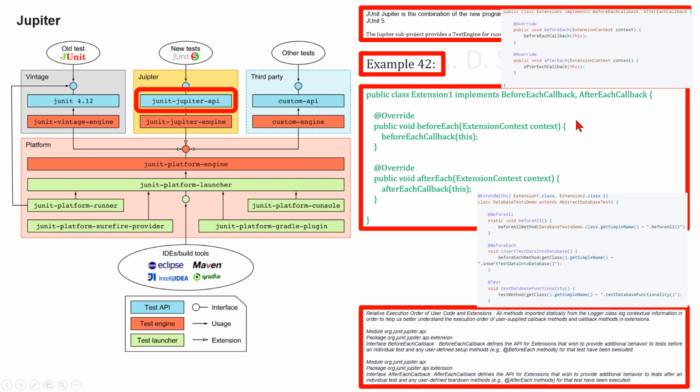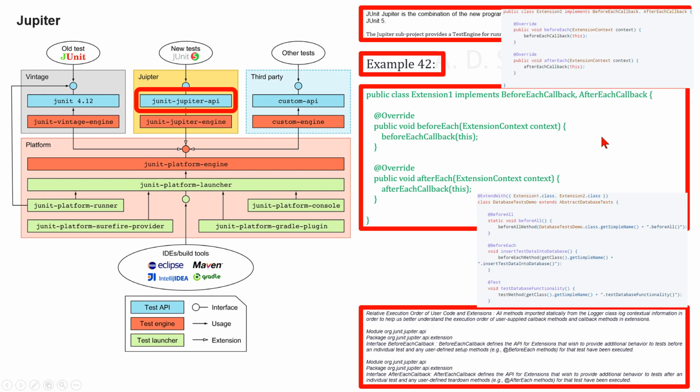Interface AfterEachCallback in package org.junit.jupiter.api.extension in module org.junit.jupiter.api. AfterEachCallback defines the API for extensions that wish to provide additional behavior to tests after an individual test and any user-defined teardown methods, for example @AfterEach methods, for that test have been executed.